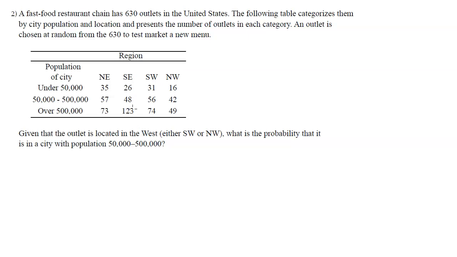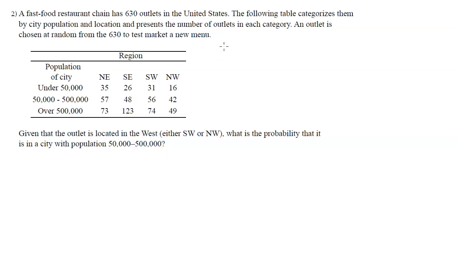Okay, so number 2. A fast food restaurant chain has 630 outlets in the United States. The following table categorizes them by city population, that's here, and location, that's here, and presents the number of outlets in each category. An outlet is chosen at random from the 630 to test a new menu. Given that the outlet is located in the west, either southwest or northwest, what is the probability that it is in a city with population 50,000 to 500,000?